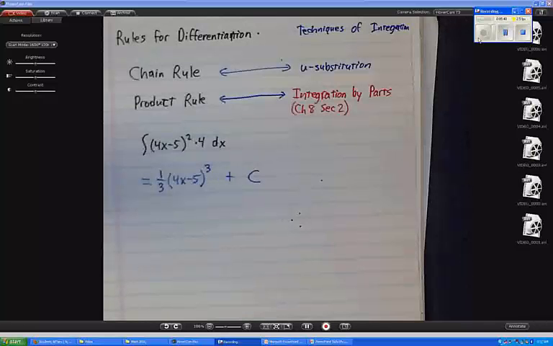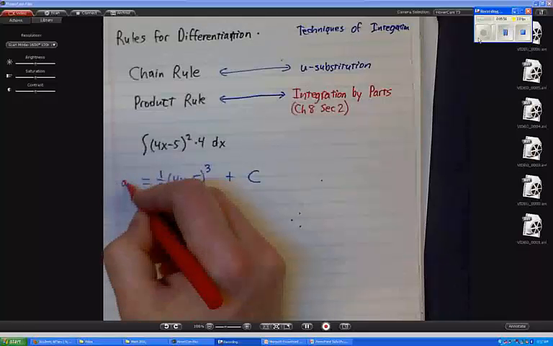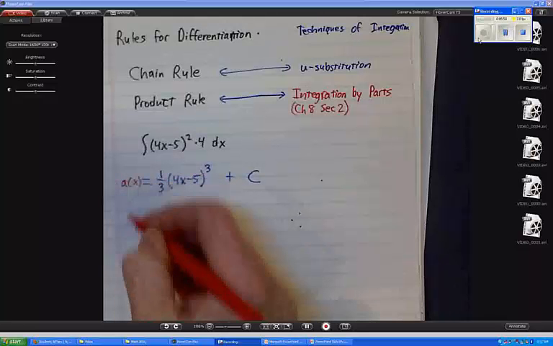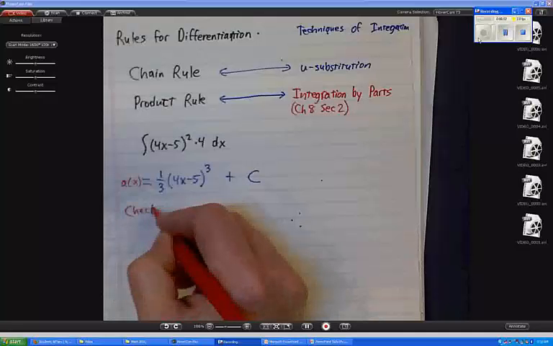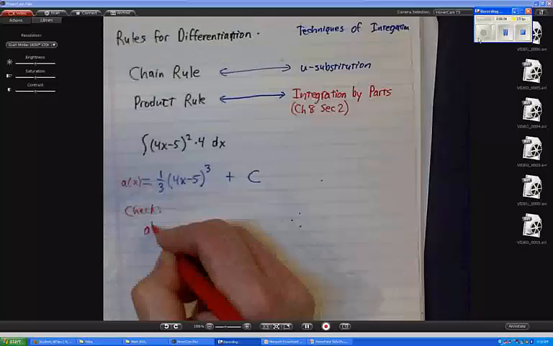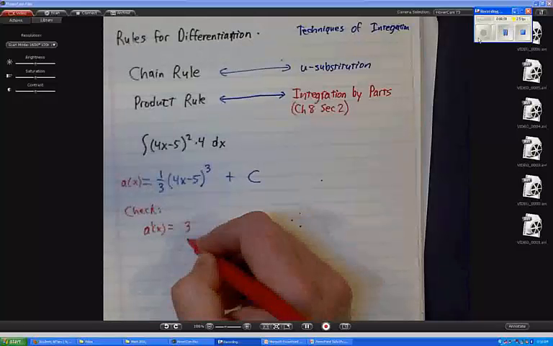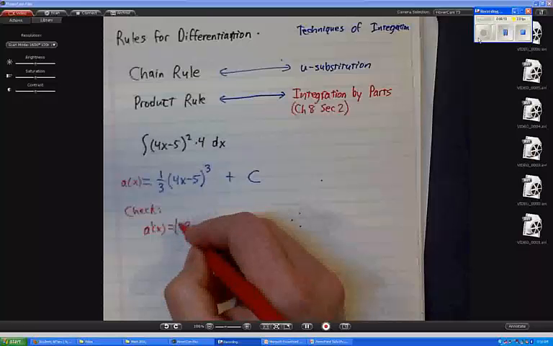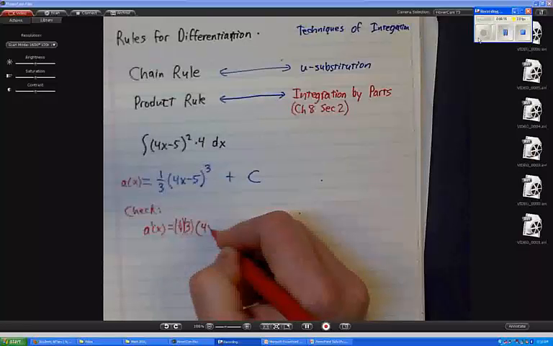So let's check, right? How do I check? If I call this thing A of x for answer, then how do I check? A prime of x is, bing, bring down the 3. That's going to cancel out with the 1/3, which is a good thing. Bing, 4x minus 5 squared, and then what?